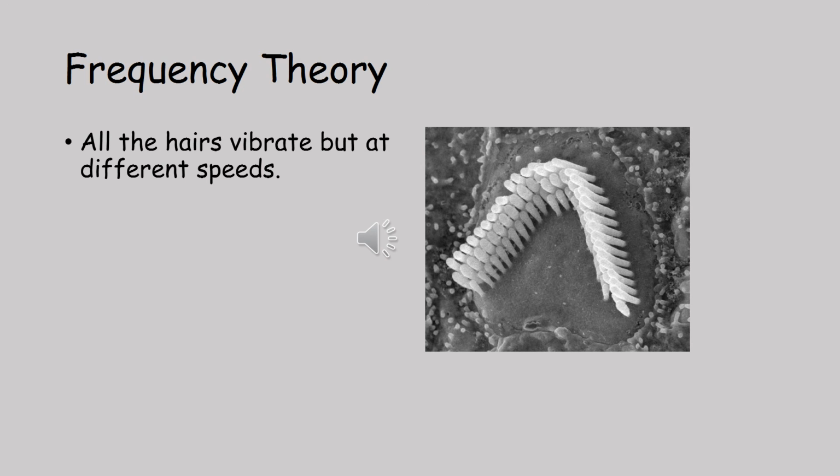The second theory is the frequency theory. So here you're looking at the wavelength. They're not concerned with where the cilia or hairs are located. This theory, they believe that all the hairs are vibrating, but just at different speeds. So, for example, when the sound waves are coming in at a very fast frequency, you will hear a higher pitched sound. So here it's the frequency or the speed of the wave, and not where the waves or where the cilia are vibrating in location inside of the inner ear.